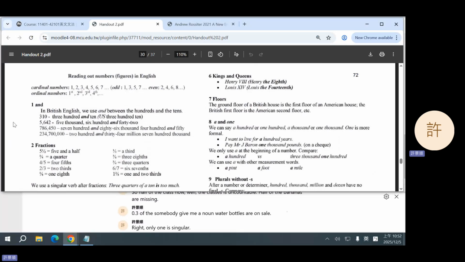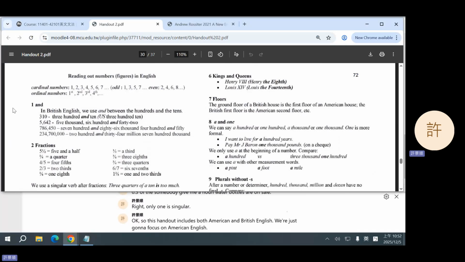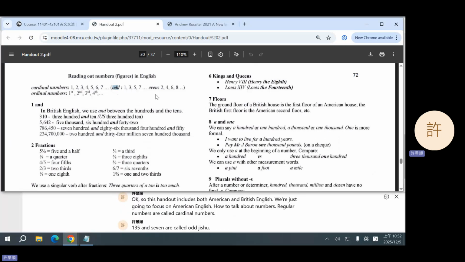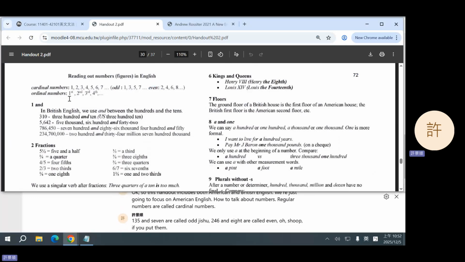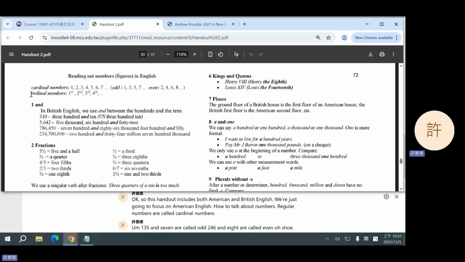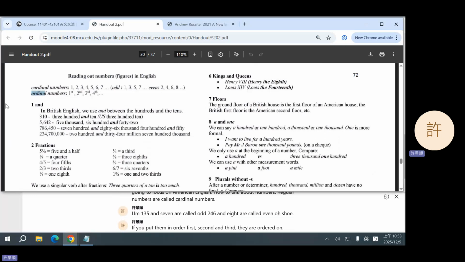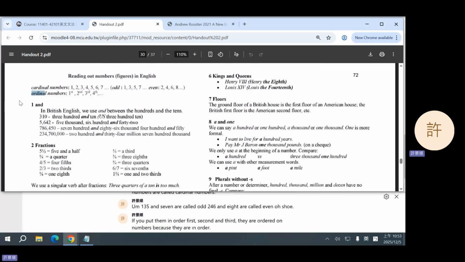Okay, so this handout includes both American and British English. We're just going to focus on American English. How to talk about numbers. Regular numbers are called cardinal numbers. 1, 3, 5, and 7 are called odd, 奇数. 2, 4, 6, and 8 are called even, 偶数. If you put them in order, first, second, and third, they are ordinal numbers because they are in order, ordinal.